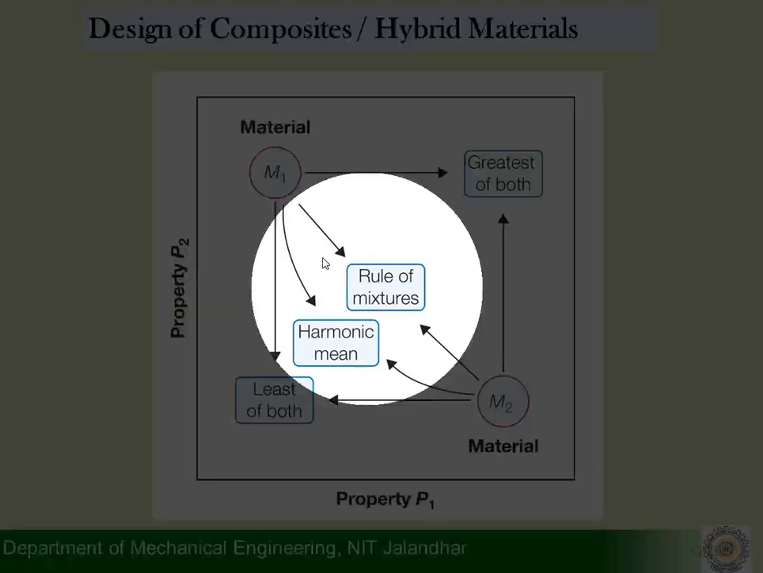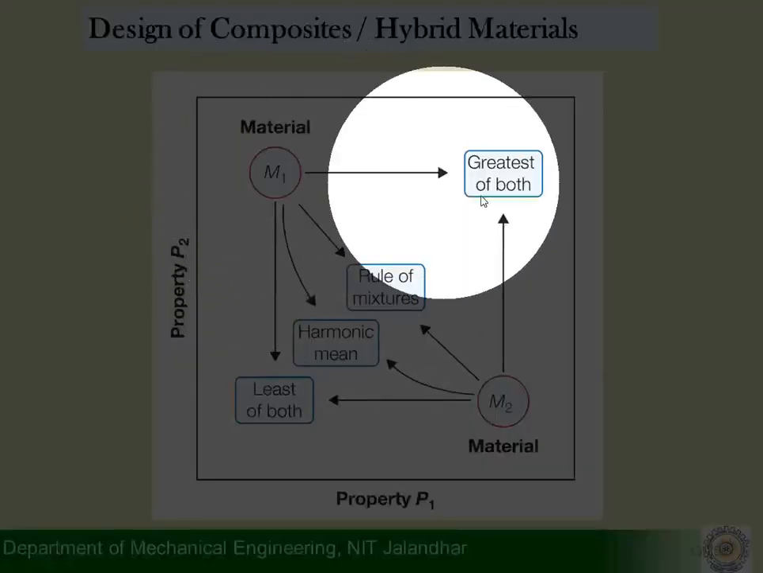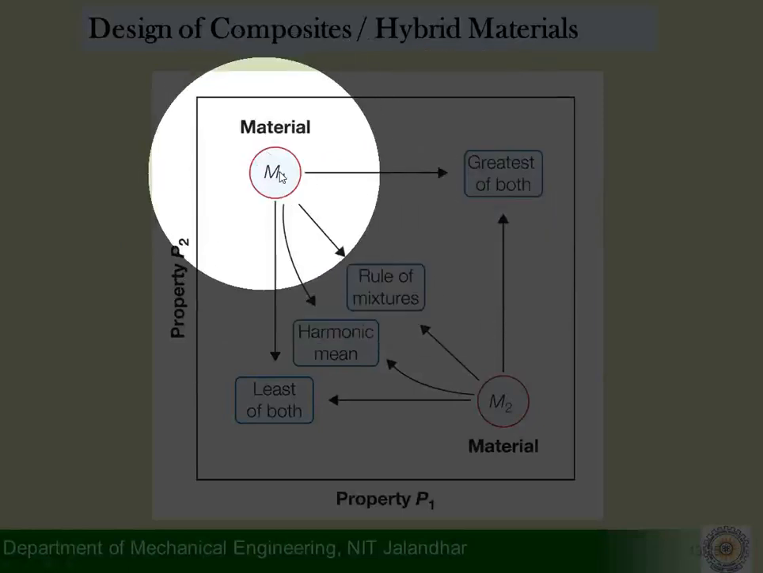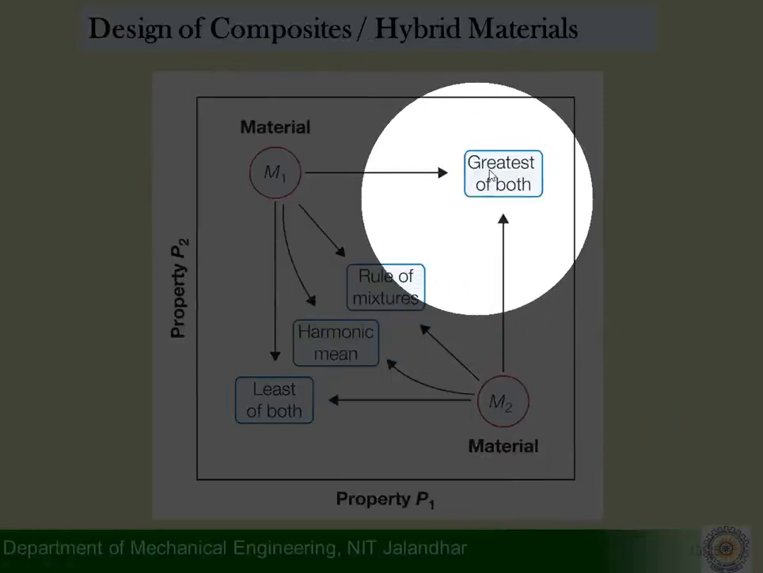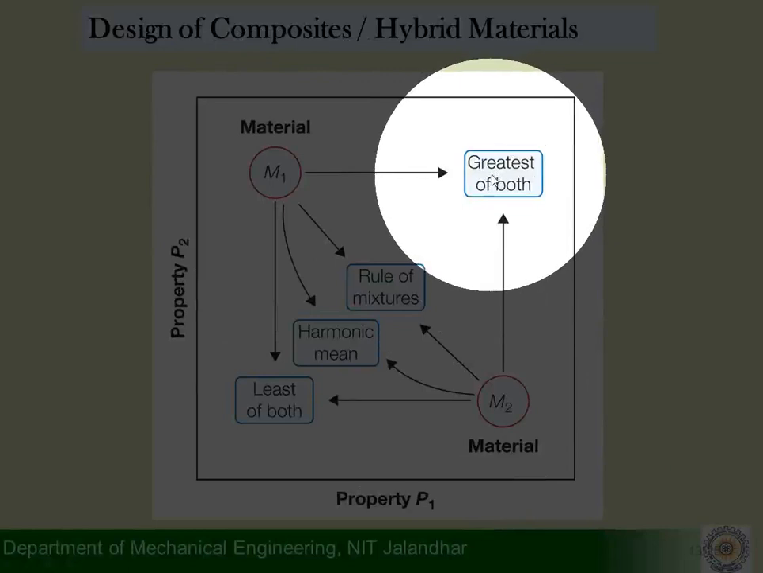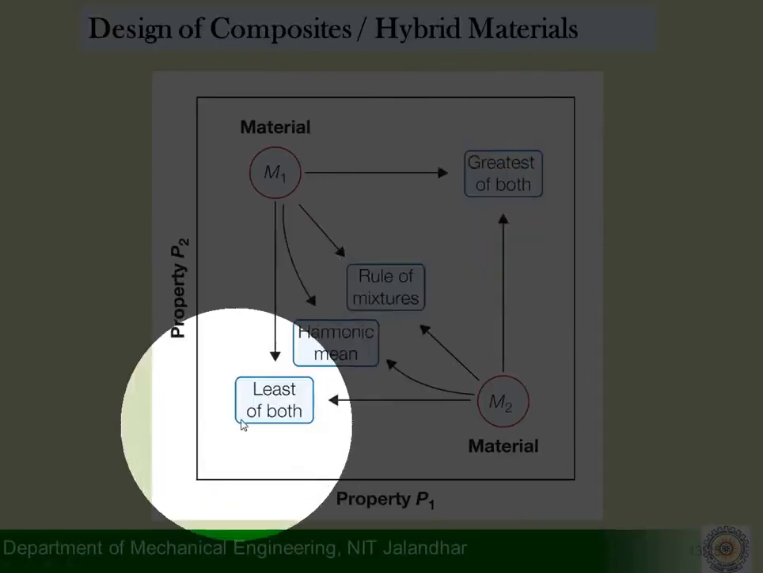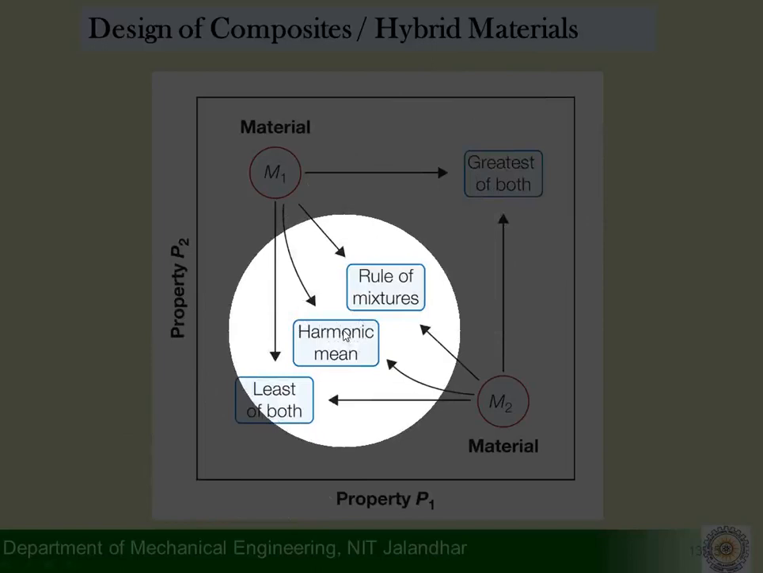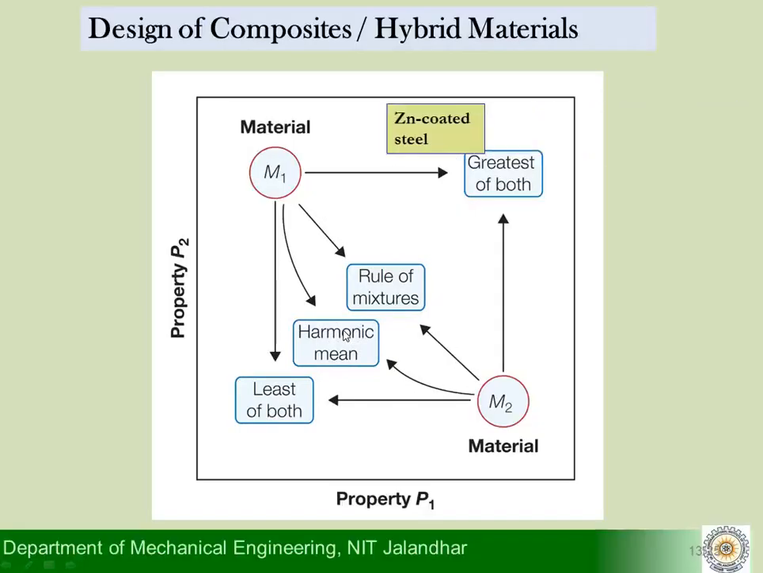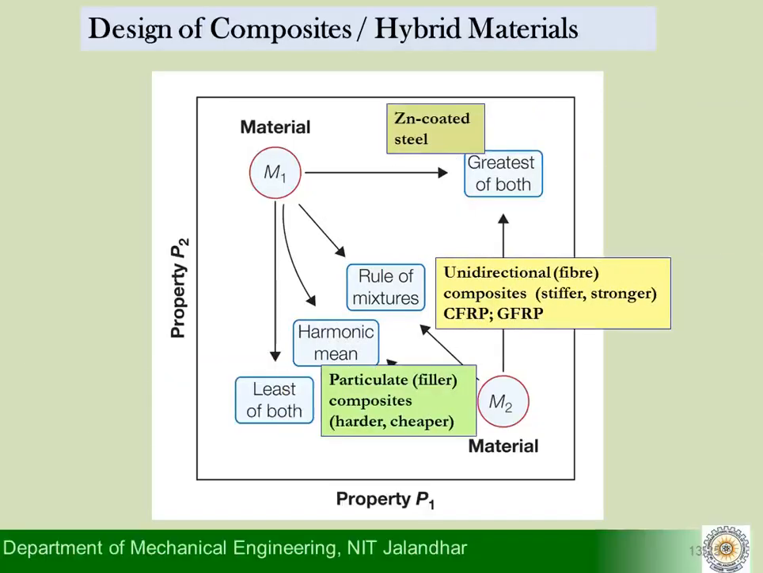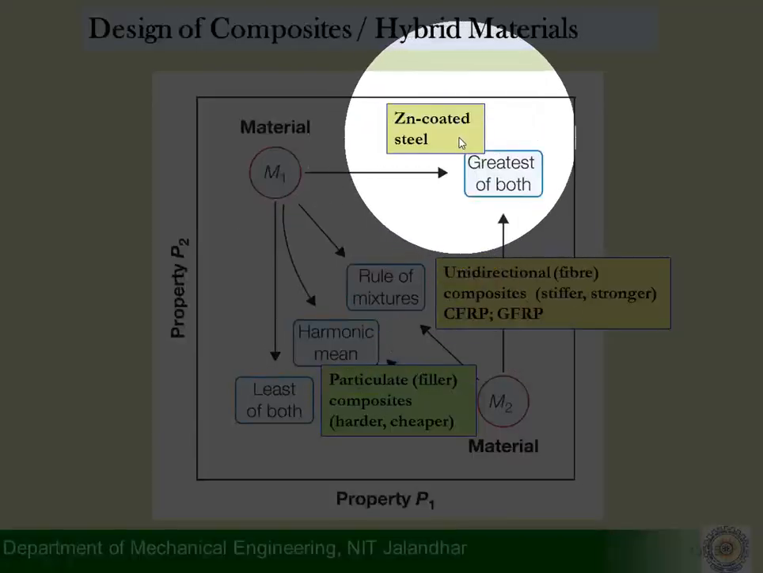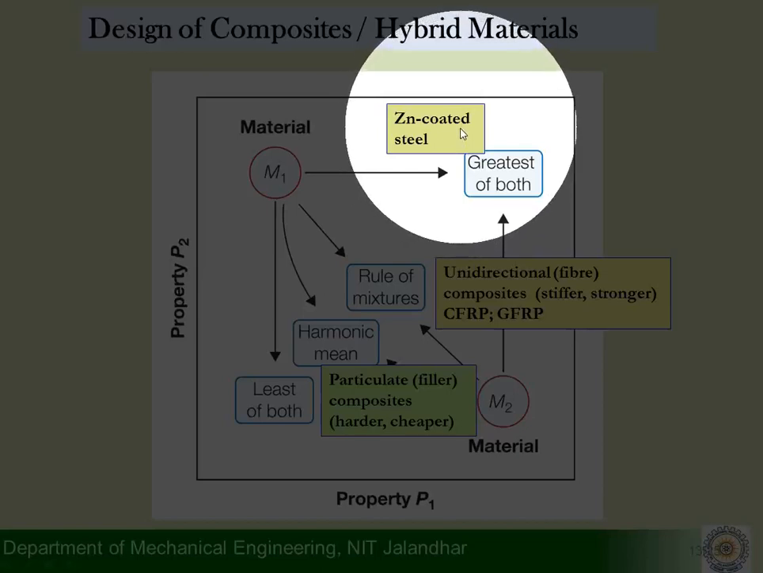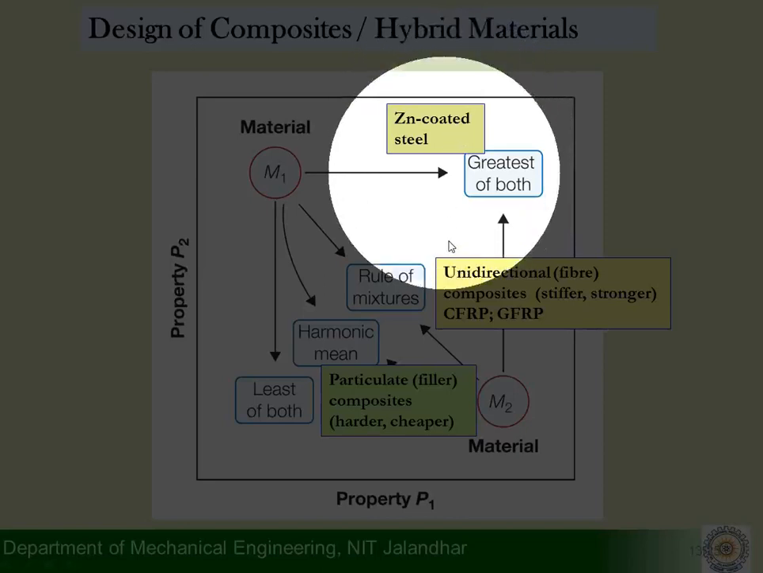We have discussed this chart earlier in our class, and just to review that, when I combine 1 and 2, the resulting one may be lying here in the material property space: best of both, least of both, rule of mixtures, or maybe a harmonic mean. These are the examples of these four. When you talk about best of both, zinc coated steel, that is galvanized steel, is one where we say it retains the stiffness of steel and it also retains the corrosion resistance of zinc.